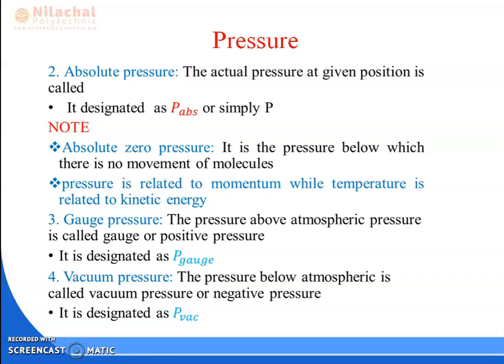Then next is gauge pressure. If you measure any pressure above atmosphere, that pressure is known as gauge pressure, or positive pressure, you can say. It is designated as P gauge, where P stands for pressure. That is your gauge pressure. Vacuum pressure: pressure below atmosphere is called vacuum pressure. It is also called negative pressure. It is designated as P vacuum.